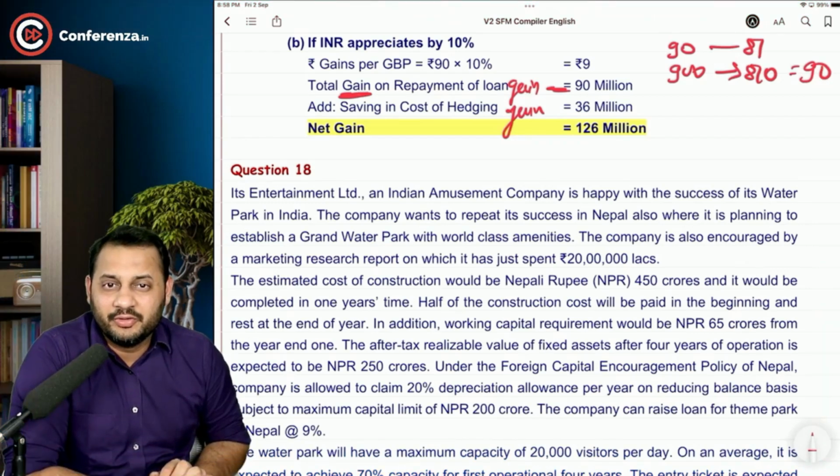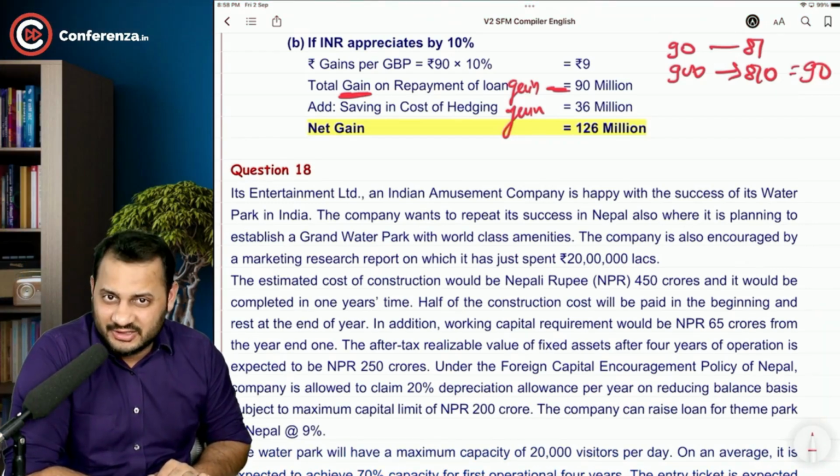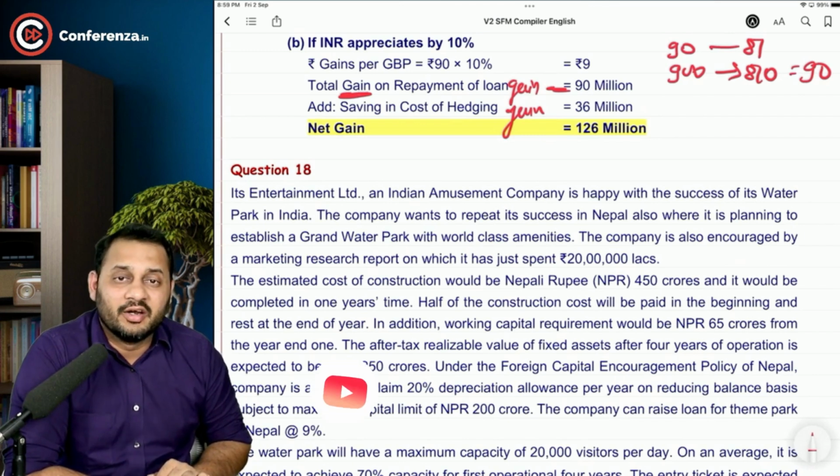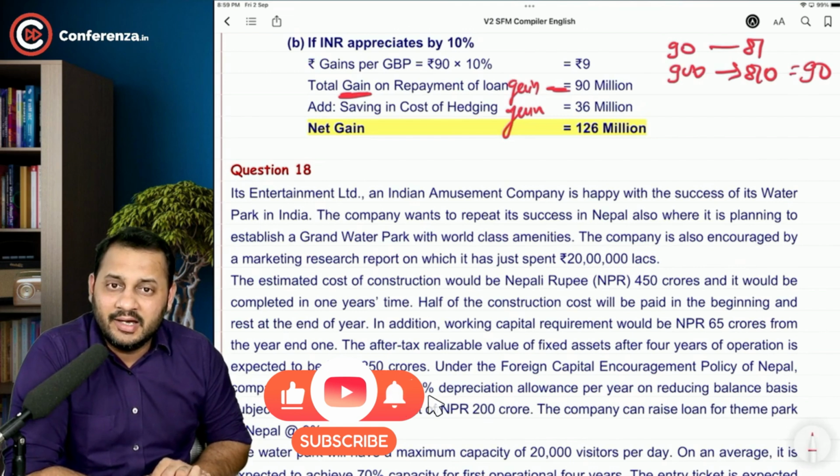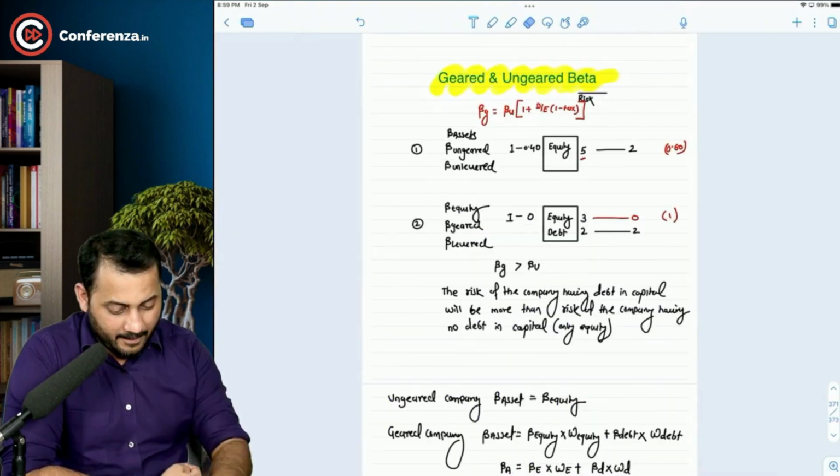First of all, let me introduce or revise the concept of beta. Beta is a measure of systematic risk. It measures the risk of a company as compared to the market, right? And that is what we are going to consider.